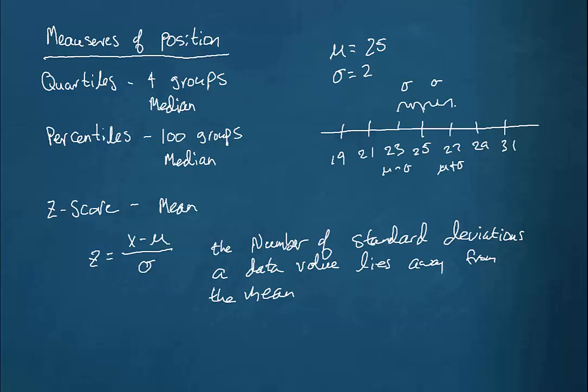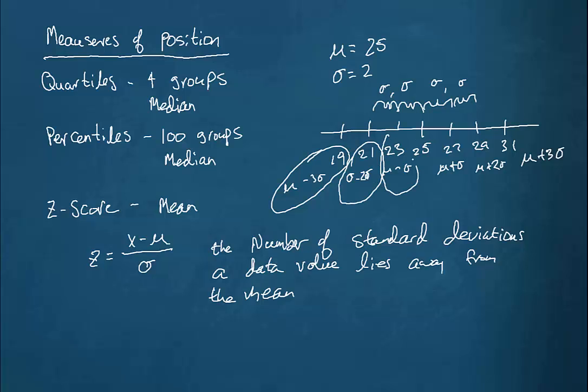Now if I went another standard deviation to the right or another standard deviation to the left, I would be at 2 standard deviations away from the mean. So 29 would be mu plus 2 sigma. 21 would be mu minus 2 sigma. 31 would be 3 standard deviations away from the mean. Mu plus 3 sigma. 19 would be 3 to the left. Mu minus 3 sigma. So we're talking about nice numbers here.